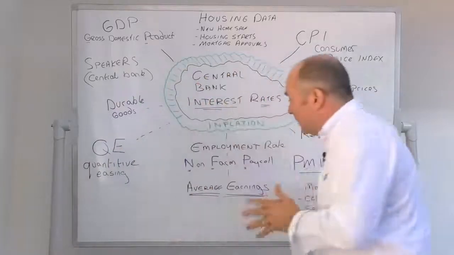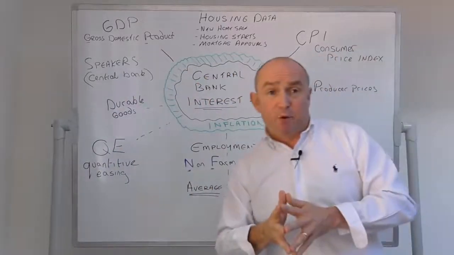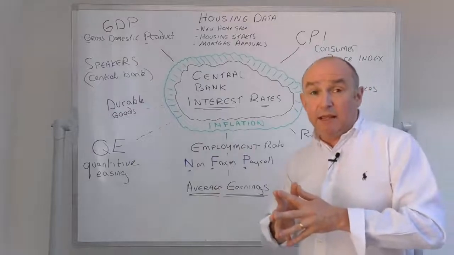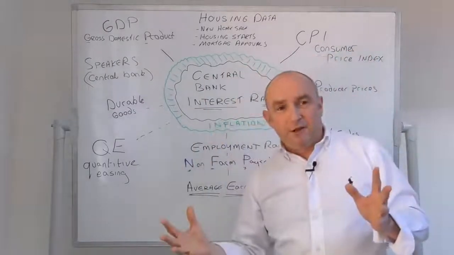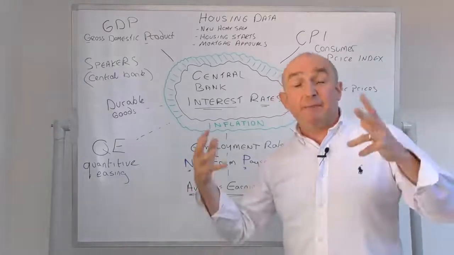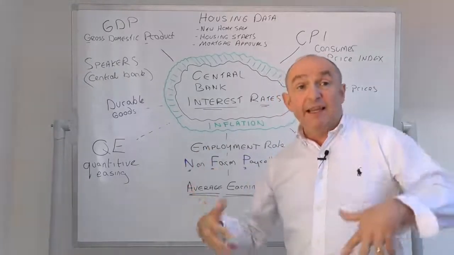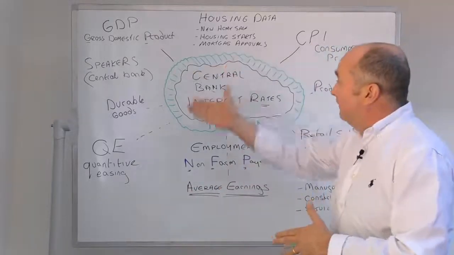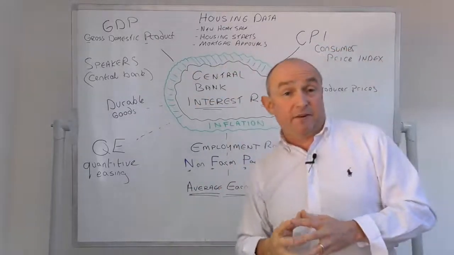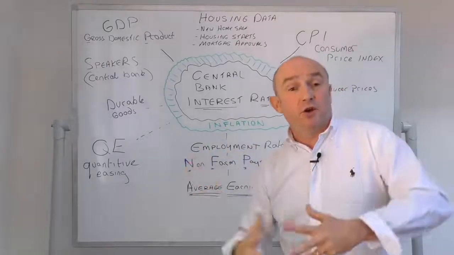Another one I want to talk about, probably the most important number that comes out in the calendar month, and that's the employment number. Everything focuses around employment. If people have got jobs, what are they doing? They're getting more money, they're spending more money. What's happening to prices? Prices go up, inflation goes up, interest rates may have to follow. Where interest rates go, so should the currency.